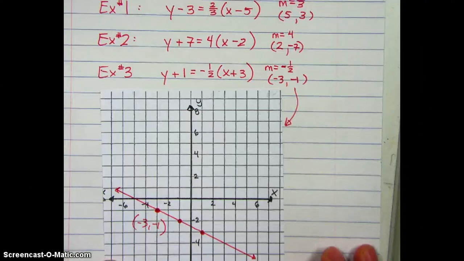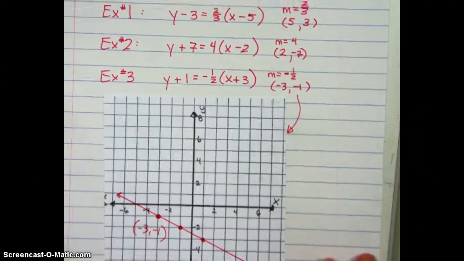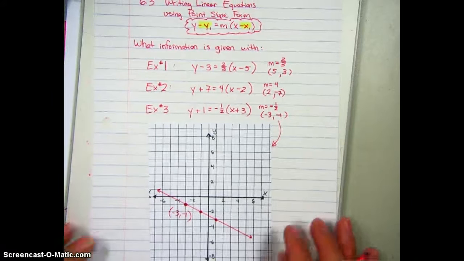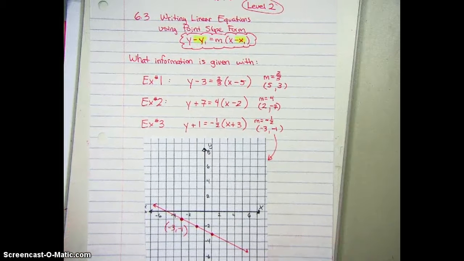Okay, so feel free to watch this video over, see if it makes sense to you. If you have questions, be ready in class. I'll have one more video to show you, and that's how to put it into point-slope form and change it to slope-intercept form if they just give you 2 points.